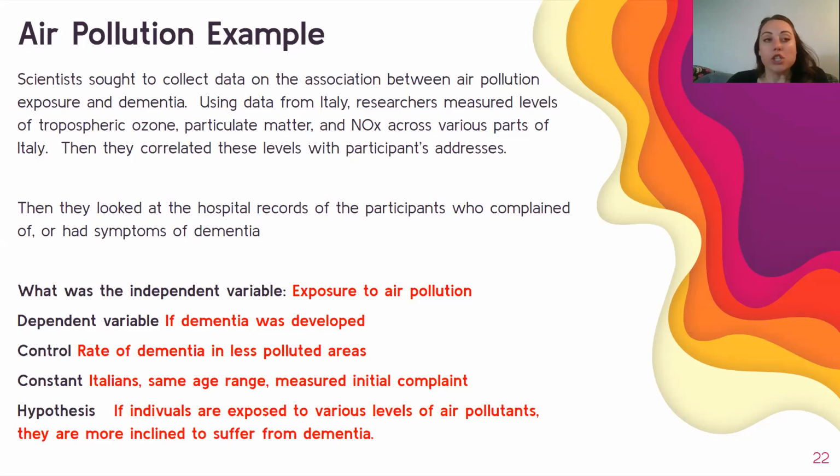Okay. So our hypothesis is something along the lines of if individuals are exposed to various levels of pollutants, then they are more likely to suffer from dementia. An even better hypothesis, now that I'm thinking about it, is if individuals are exposed to high levels of air pollutants, so not just various levels, but high levels of air pollutants, then they are more likely to suffer from dementia. Alternatively, you could say the opposite. If individuals are not exposed to air pollutants, they are less likely to get dementia. Okay, so the inverse is almost always true. So I'll give you a minute to pause, make sure you've made any edits, and record any notes that you may need to from this example.